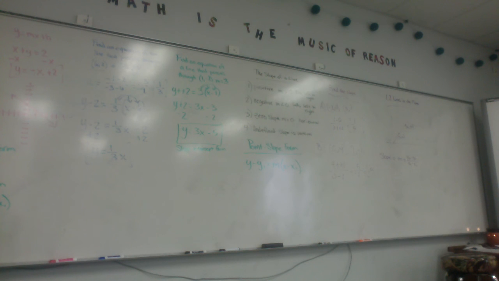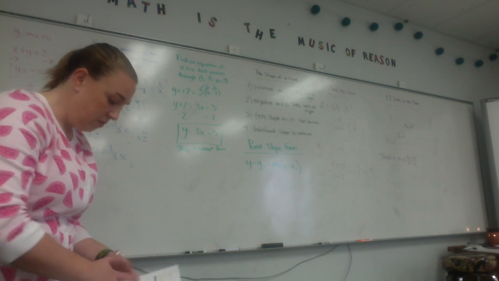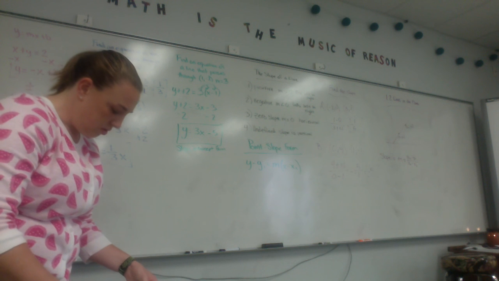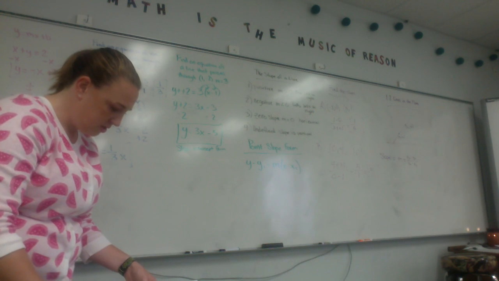This equation can be turned into y equals mx plus b form. This is already there. This can be turned into y equals mx plus b. If it's just x equals something, you automatically have a vertical line. If it's y equals something, you have a horizontal line. We are going to do homework in just a second.